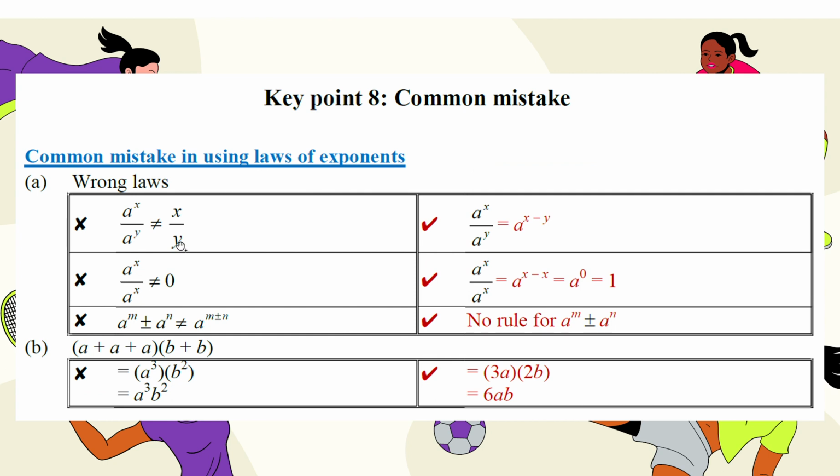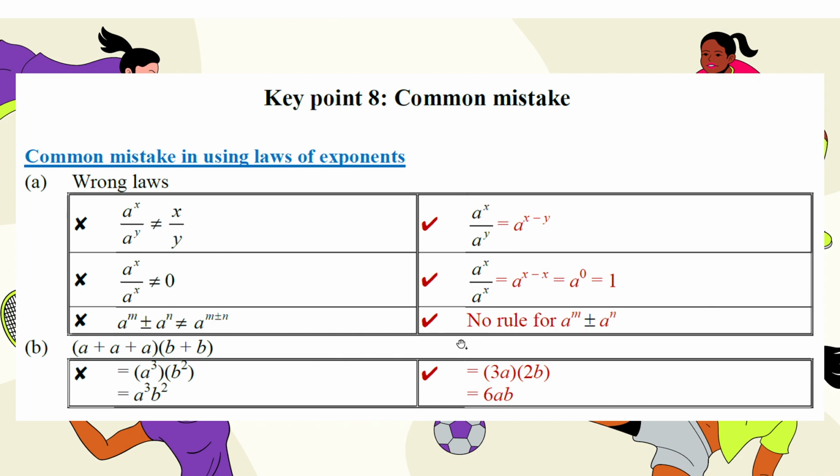And then some common mistakes, really common mistakes. You use the wrong rules. a to the x over a to the y, cancel out the a, becomes x over y? No, it should be a to the power x minus y. Right? Subtract the exponent. a to the x over a to the x, cancel out becomes 0? No, it should be 1. Cancel out, 1 over 1. And then plus or minus, there are no such rules.